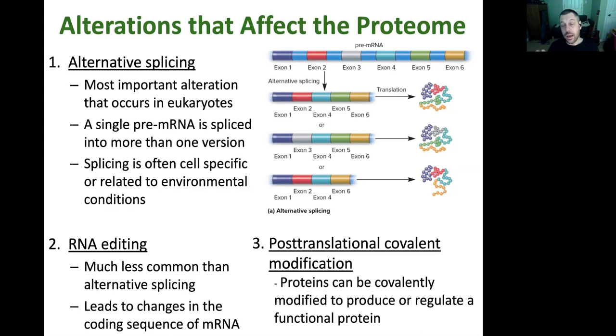And then the last one doesn't really have anything to do with the sequence of an mRNA or indeed a protein. But proteins can be covalently modified after they've been translated to change their function. You learned a bit about this when we were talking about transcription factors, that they can be phosphorylated, for example. A phosphate group can get stuck on them, and that changes their function. And there's lots of other instances of things like that. Proteins can have little ubiquitin moieties stuck onto them, phosphates, they can be methylated, and these post-translational covalent modifications can affect protein function.